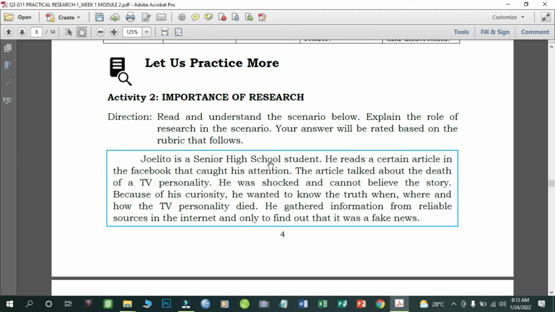Activity 2, importance of research. Read and understand the scenario below, then explain the role of research in the scenario. Your answer will be rated based on the rubric that follows. Wilito is a senior high school student. He reads a certain article on Facebook that caught his attention. The article talked about the death of a TV personality. He was shocked and could not believe the story. Because of his curiosity, he wanted to know the truth: when, where, and how the TV personality died. He gathered information from reliable sources on the internet, only to find out that it was fake news.